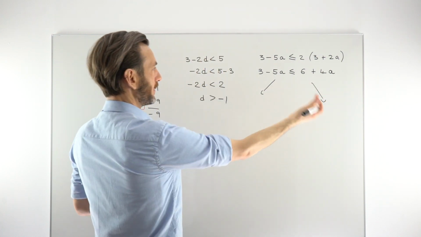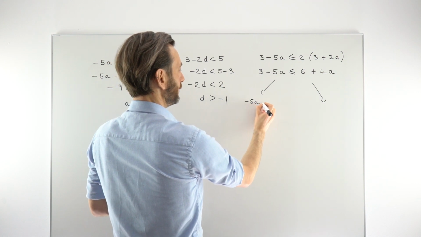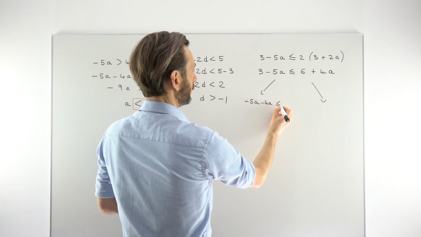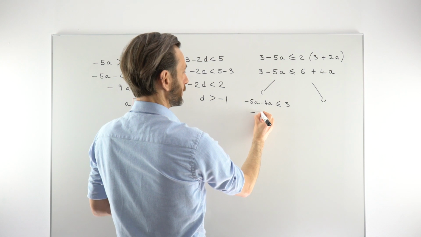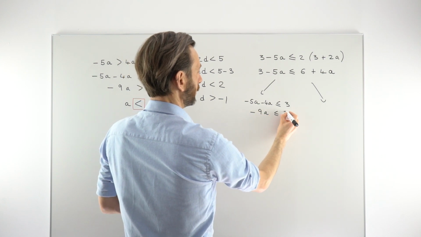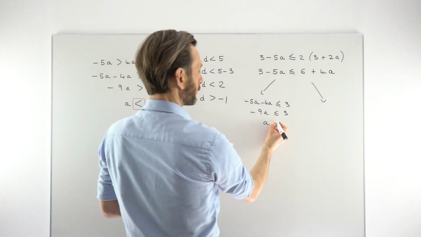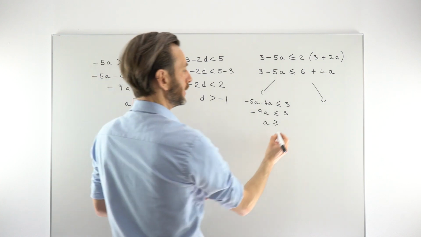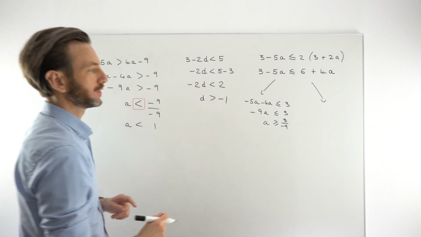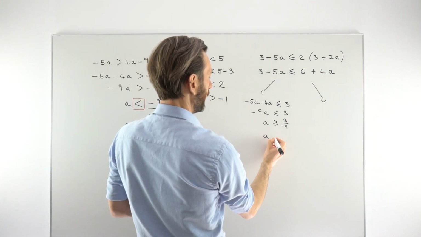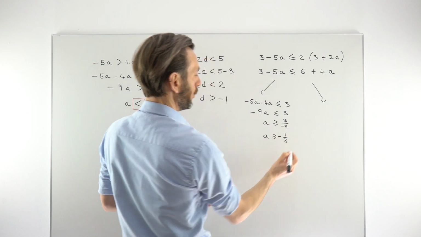So on this side, let's gather everything on the left. So that would be minus 5a minus 4a, less than or equal to 6 minus 3, which would be 3. This is going to become minus 9a, less than or equal to 3. Dividing by negative 9, so flipping the sign around, it becomes a is greater than or equal to 3 over minus 9. And that's us done, apart from we could simplify the fraction a wee bit. So let's go ahead and do that. Dividing top and bottom by 3 and writing it as minus 1 over 3.